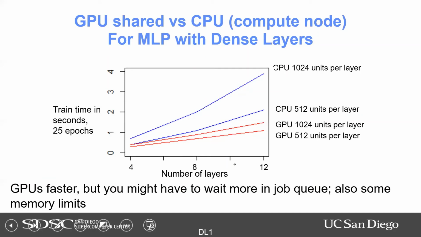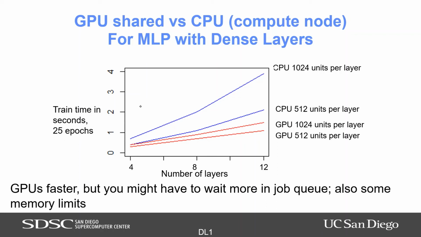So here's an example. This was an example with just a multi-layer perceptron with dense layers. The red line is a GPU with different number of units. And you can see the blue line is the CPU with different number of units. And as I increase my layers for 1,000 units per layer, I start getting a nonlinear increase in time. This particular job was using 1,000 units, running 25 epochs, 12 layers. I think I had an 80,000 by 200 data matrix. And 4 seconds is still pretty fast.